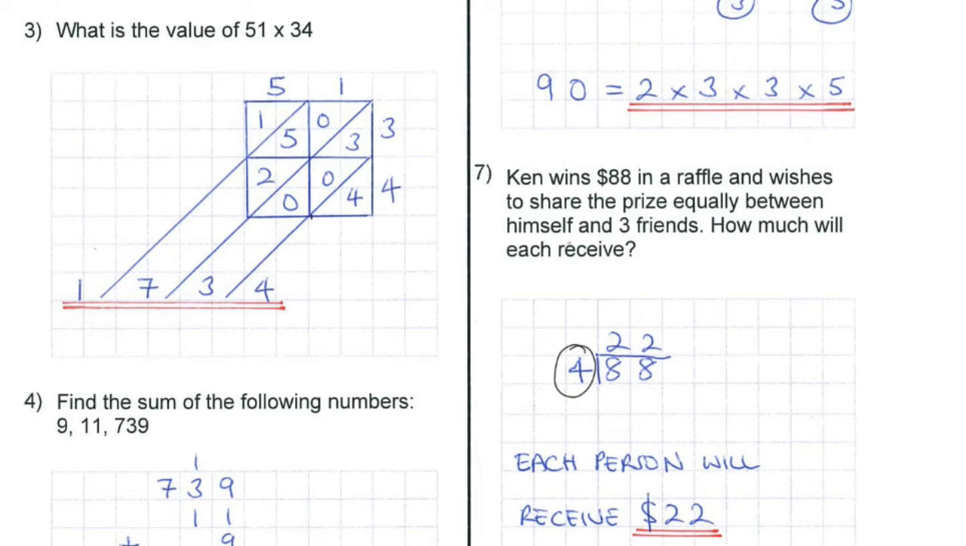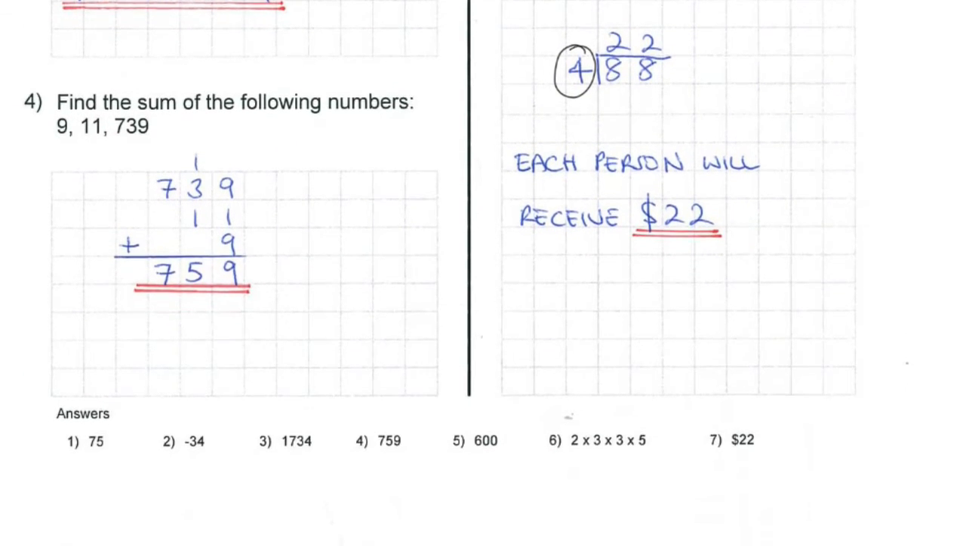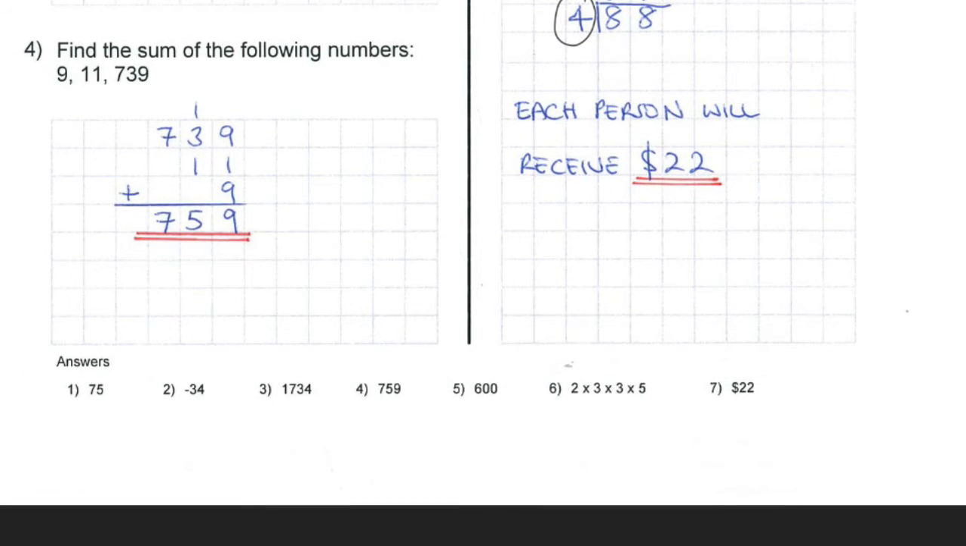For question 4, we are finding the sum of the following numbers. Sum means to add. I usually like to start with the larger of the numbers, and we've got the other two, and again we just simply add these together. Now when you're carrying numbers, make sure you carry a nice big digit so it's nice and easy to see.